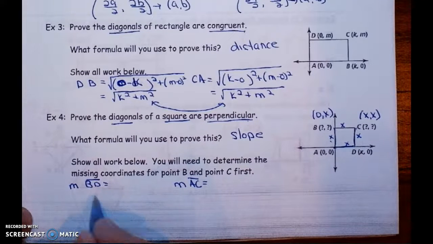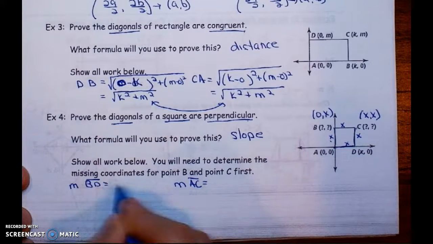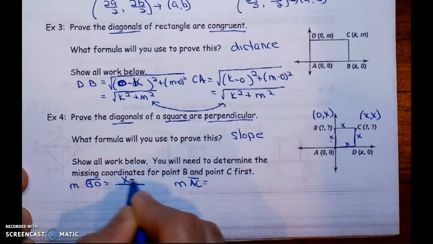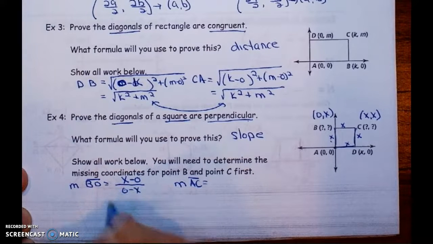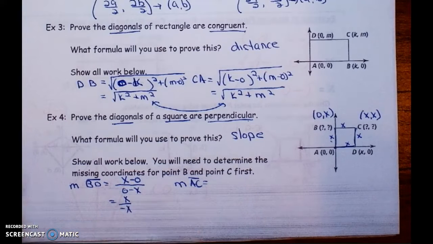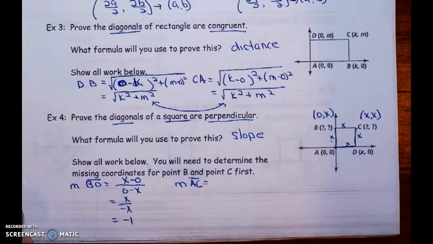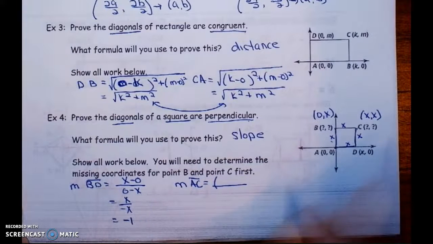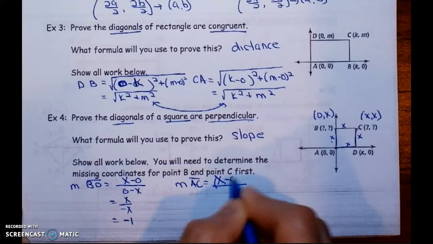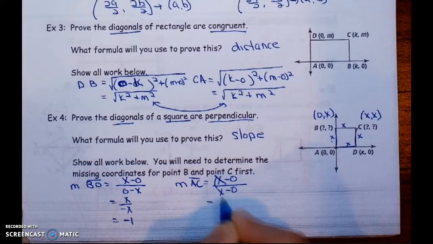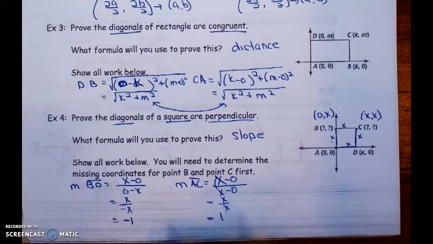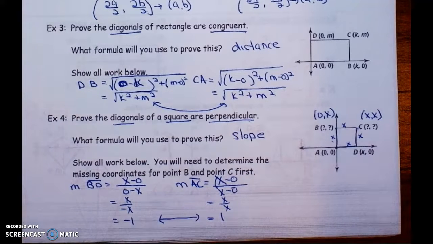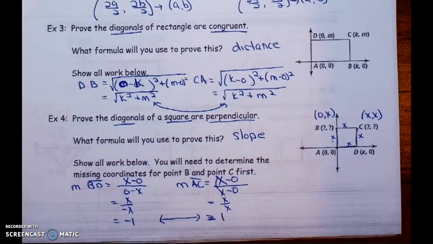We're looking at the slope of B and D. So remember, we're subtracting our y's on top. That's x minus 0 and 0 minus x. X over negative x eventually is negative 1 when we simplify. AC, again, subtracting the y's on top, that's x minus 0, x minus 0, that's x over x, which is 1. These are considered opposite reciprocal slopes, which means they're perpendicular lines.